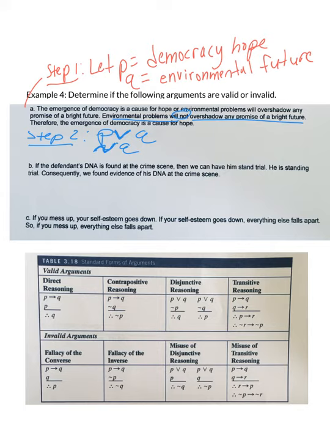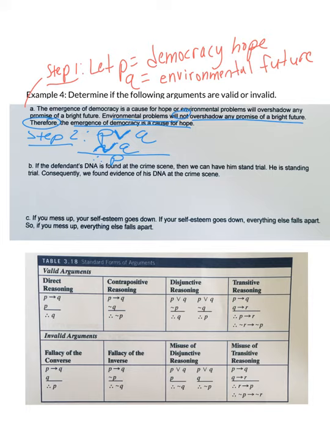Now, before the last sentence, even if they give it to you as a big old paragraph, you're always going to draw that underline. Therefore, 3 dots in the triangle shape. The emergence of democracy as a cause for hope is P. So therefore, P. So we got P or Q, negation Q, therefore P.